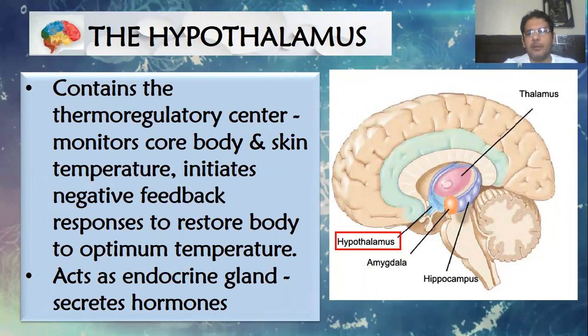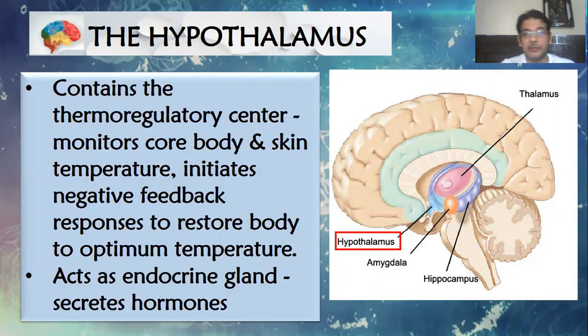And then we are going to talk about the hypothalamus. Hypothalamus, you might have learned about it during your physiology classes, but this is the portion of the brain. So here is the thalamus, and then there is a very small portion which is called the hypothalamus. So this portion is the hypothalamus, which is connected to the thalamus. So it contains the thermoregulatory center, monitors core body and skin temperature, initiates negative feedback response to restore body to optimum temperature.